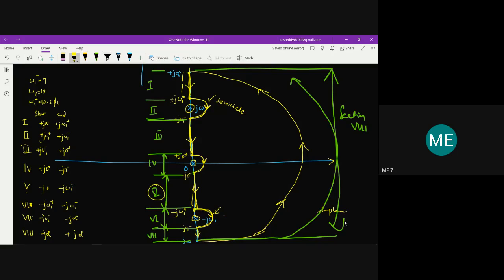So it is the entire right half of the S plane. So this section 8 is the entire right half of the S plane from minus j infinity to plus j infinity. So this is about each section, how it covers in the S plane.